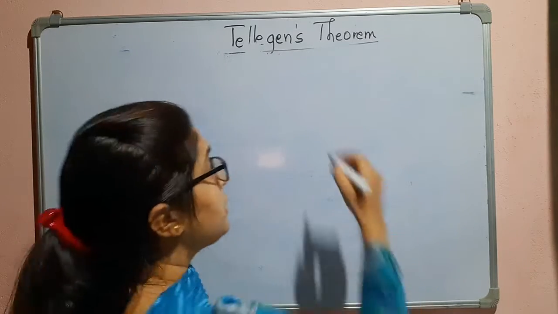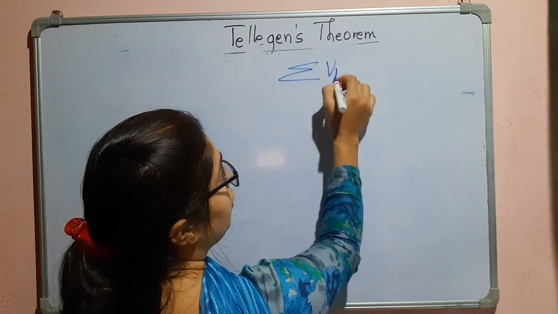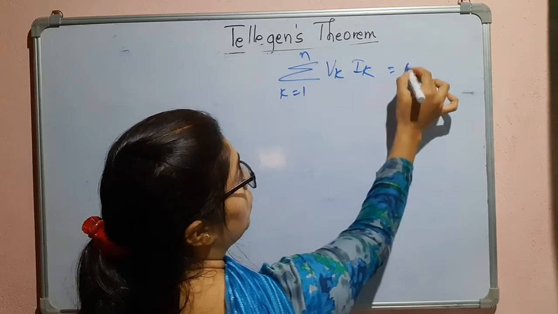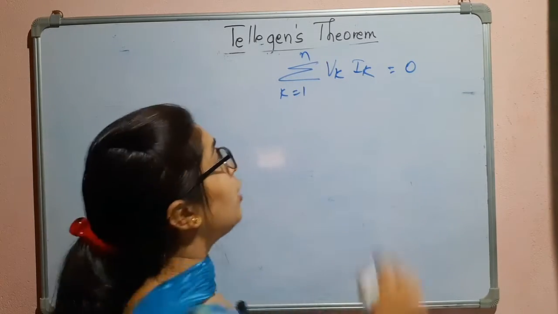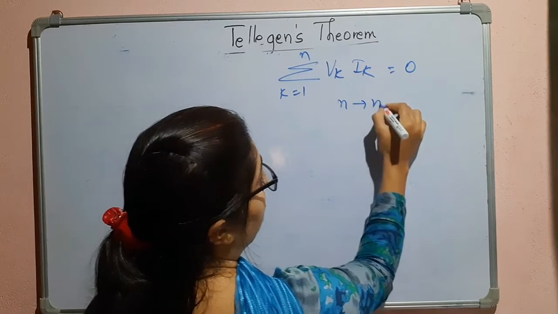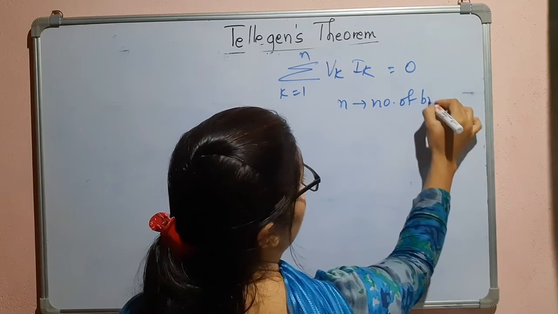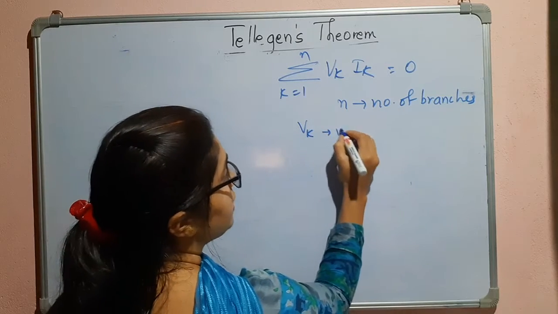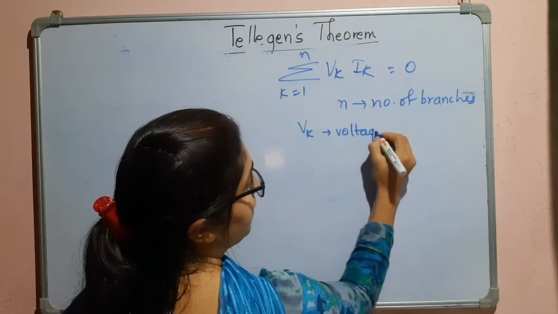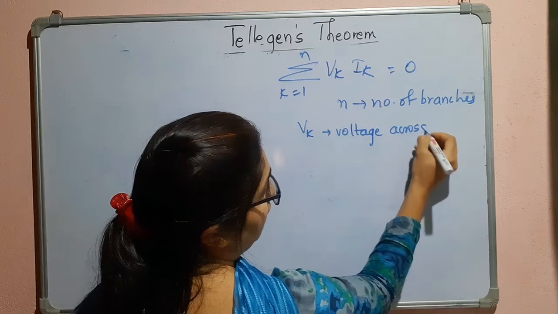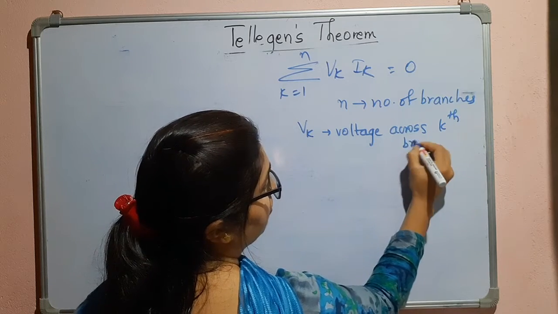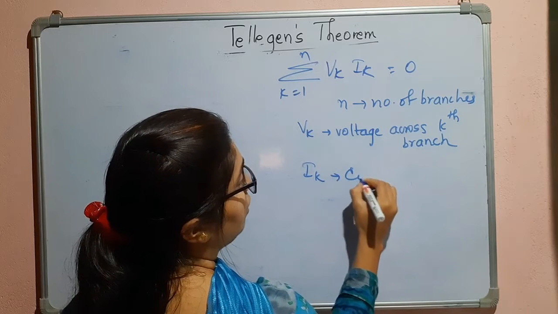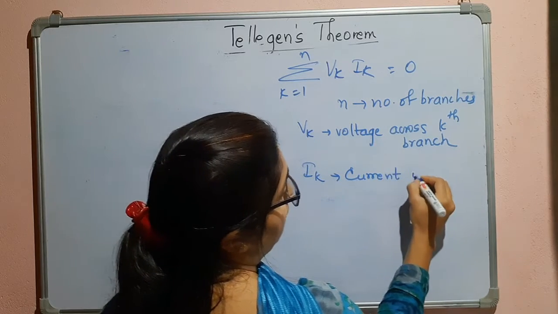So we saw the formula: summation of Vk Ik, k equal to 1 to n, is equal to 0. What is n? n is the number of branches. Vk is the voltage across the kth branch. Ik is the current in the kth branch.